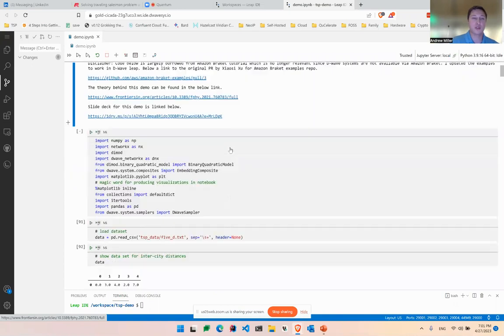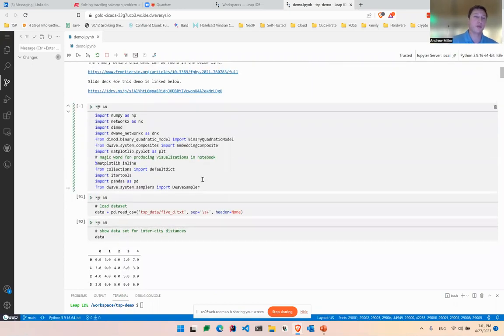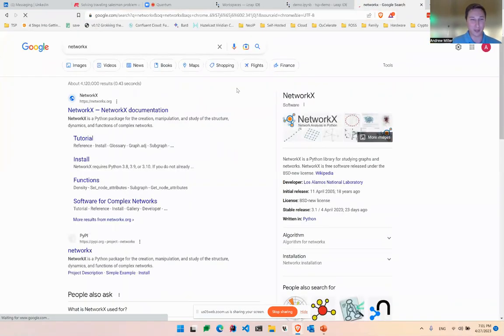So I'll start with just kind of basic stuff. What we do initially is just import a bunch of routines, and you will see that there are a few things we use. D-Wave NetworkX. NetworkX is a Python library that allows you to basically interact with graphs. I believe that's what it is. I'm actually going to Google it just to make sure I don't misinform. Yes, that's right. That's basically a network graph library.